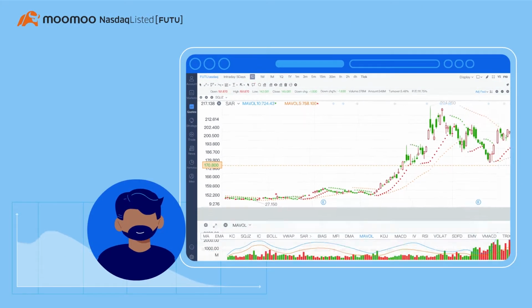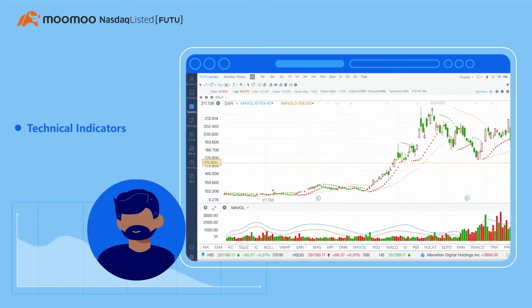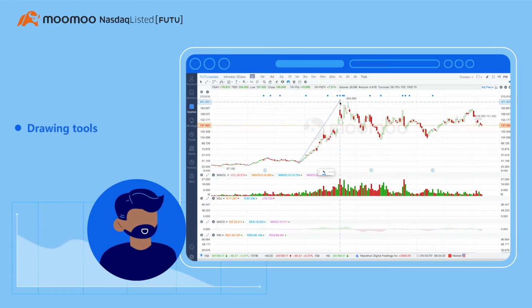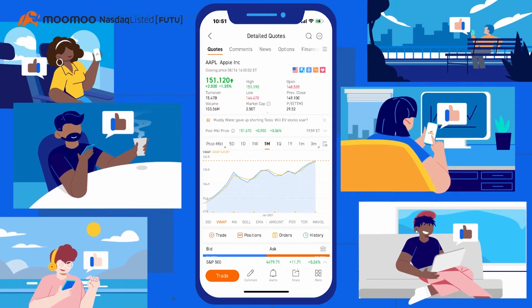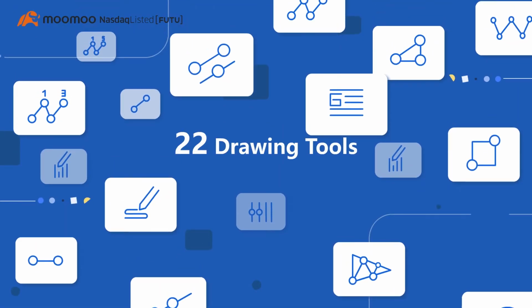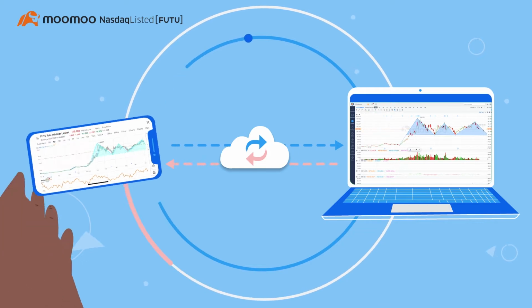When analyzing where the price may be trending, it's important to have not only the essential indicators like KDJ, MACD, but also the ability to draw your own lines on the price charts. Moomoo is praised for having the most comprehensive set of technical charts and 22 drawing tools on either mobile or desktop. Plus, your data on either app is synchronized in real time.